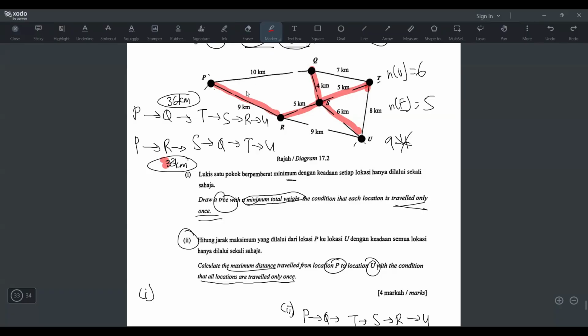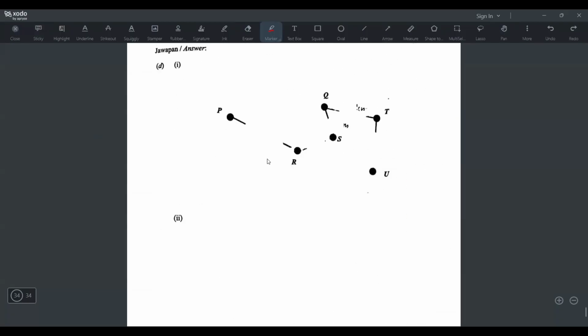When I first did this question, I was quite confused, because my answer looks like this, right? Yeah, this is my answer. But when I look at the schema, the schema does it differently. Yeah, the schema actually does it differently. The schema, they join it. They didn't join it like this, right?